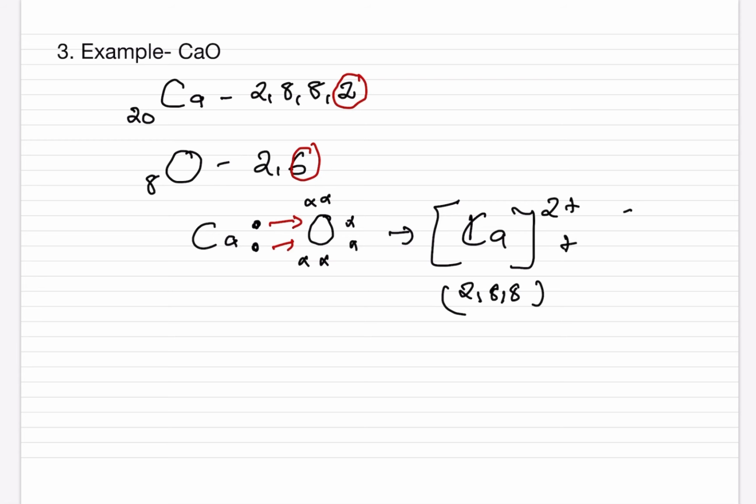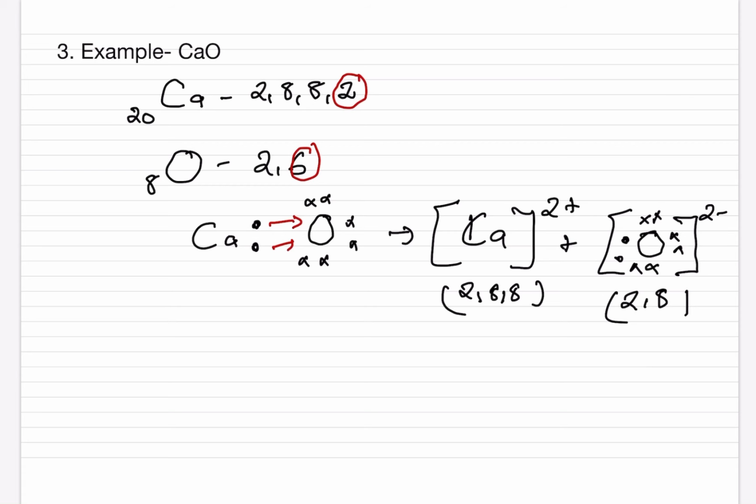And plus, and then oxygen. Enclose it in a square bracket. Oxygen, we can show the electrons of oxygen, 1, 2, 3, 4, 5, 6, and 2 electrons. And we write 2 minus here. Why 2 minus? Because it is getting 2 electrons from calcium. Now its electronic configuration becomes 2 and 8. So this is how we write down the ionic bond of calcium oxide.